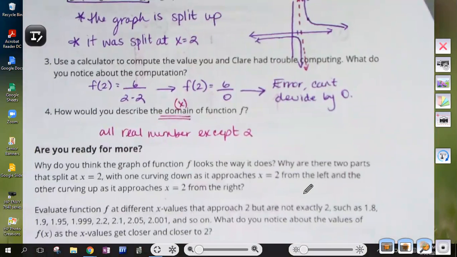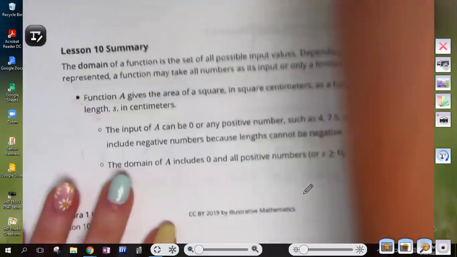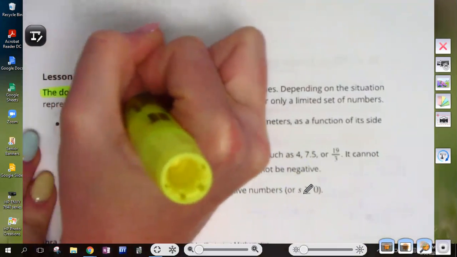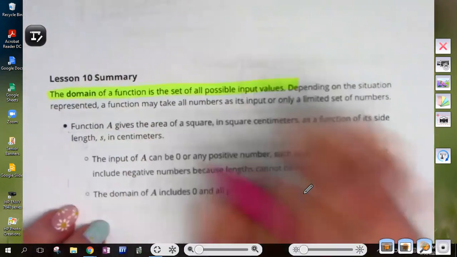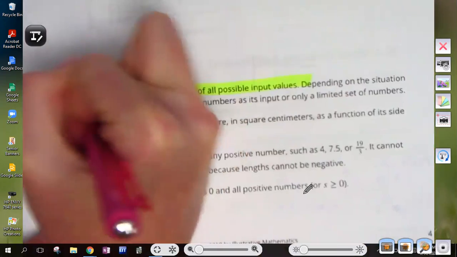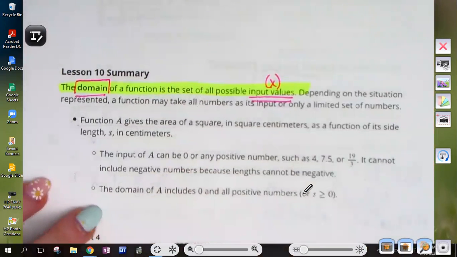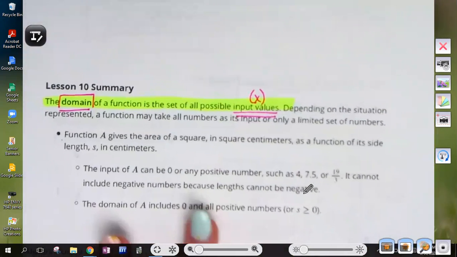Oh. All right, now let's do lesson summary, focus, because you are going to have to practice this now. All right, lesson summary, it's quick. The domain of a function is the set of all possible input values. I feel like I've pounded that into y'all's heads now, okay? Domain is all of the input values. Those are our x values. Okay? Depending on the situation represented, a function may take all numbers as its input or only a limited set of numbers. Okay? So we've looked at both in this lesson.